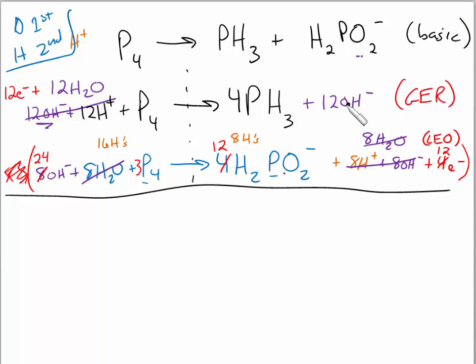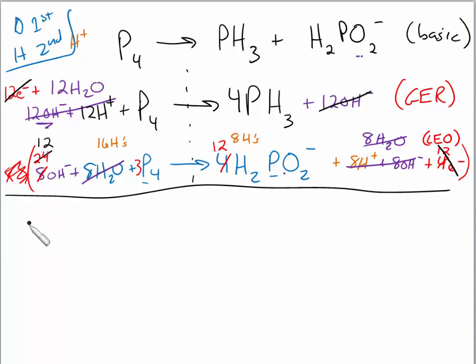Well, notice I have 12 hydroxides here. I can get rid of 12, half of the 24 hydroxides are going to cancel out. And then that's it. There's nothing else in common. I guess I can go ahead and officially cancel out the electrons. They don't show up in the overall reaction at the end anyway, but let's bring everything together.